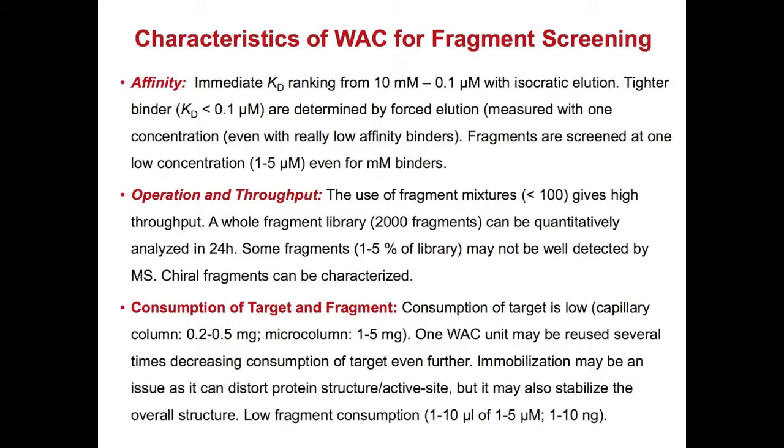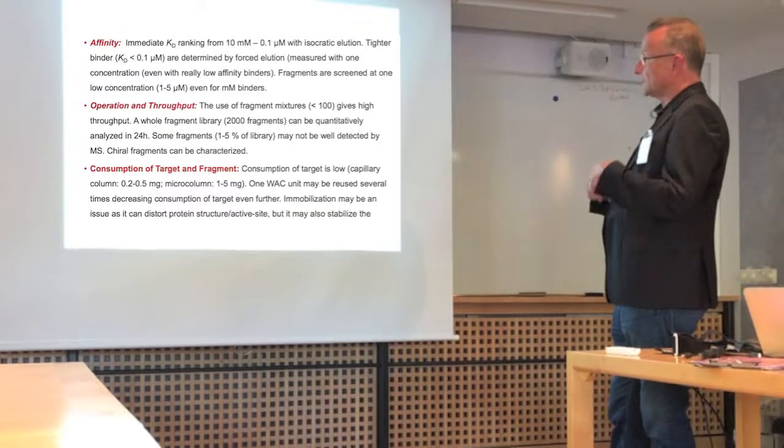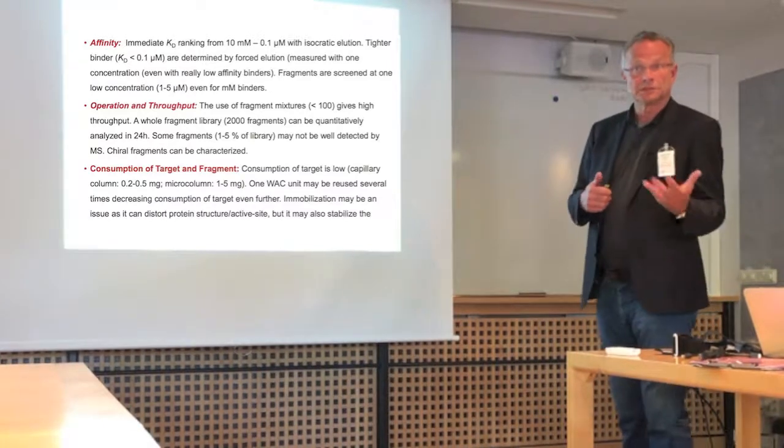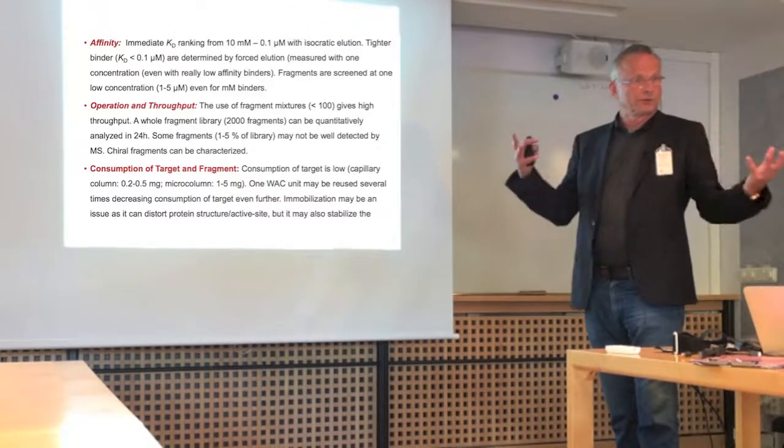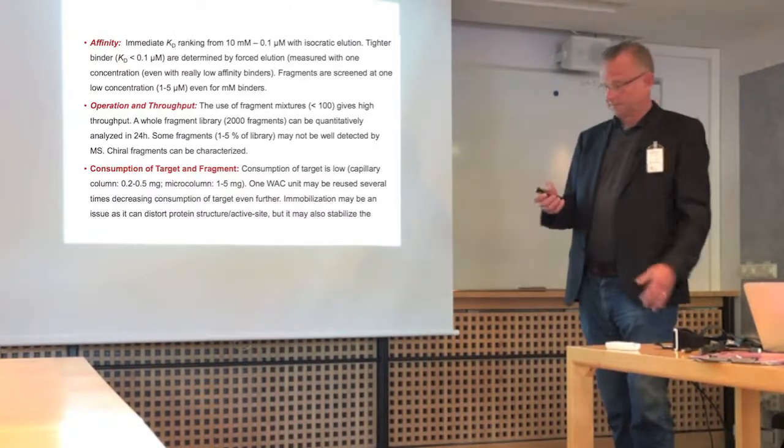But the problem is we can't see all fragments with MS. We have to spend some time to scan. In our hands, some parts of it, like 1 to 5%, we can't see that easily, at least with the mass spectrometers I have been working with, for many reasons. Maybe it's hard to get them to fly and things like that. We can do the chirality, which is good, isn't it? You can't do that with SPR, so you still don't know which one is binding.